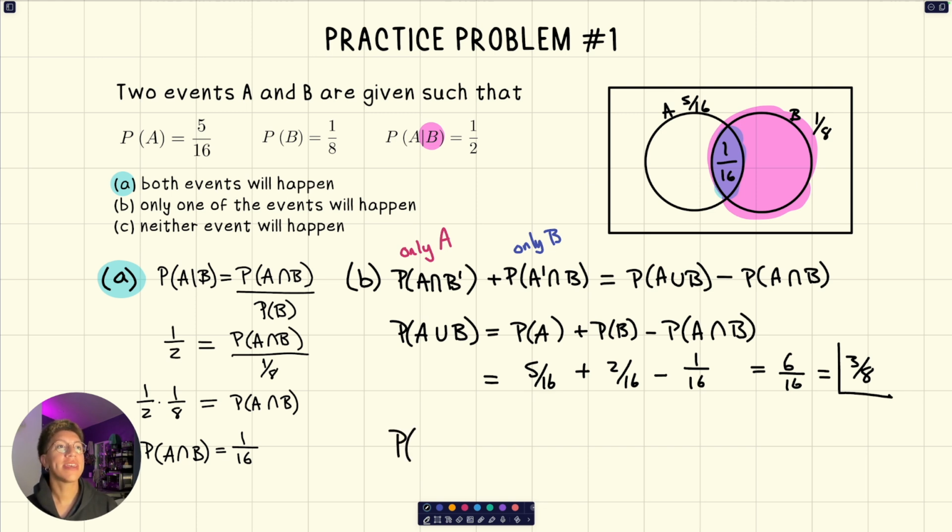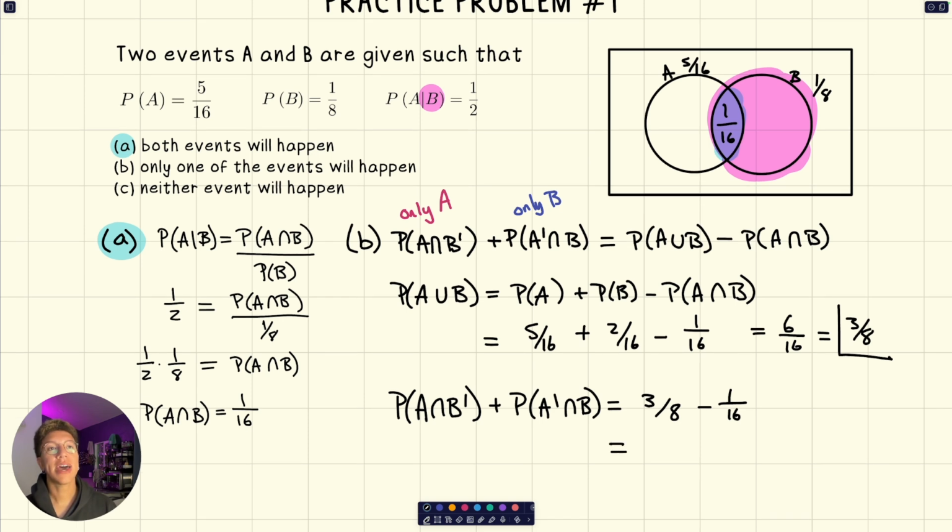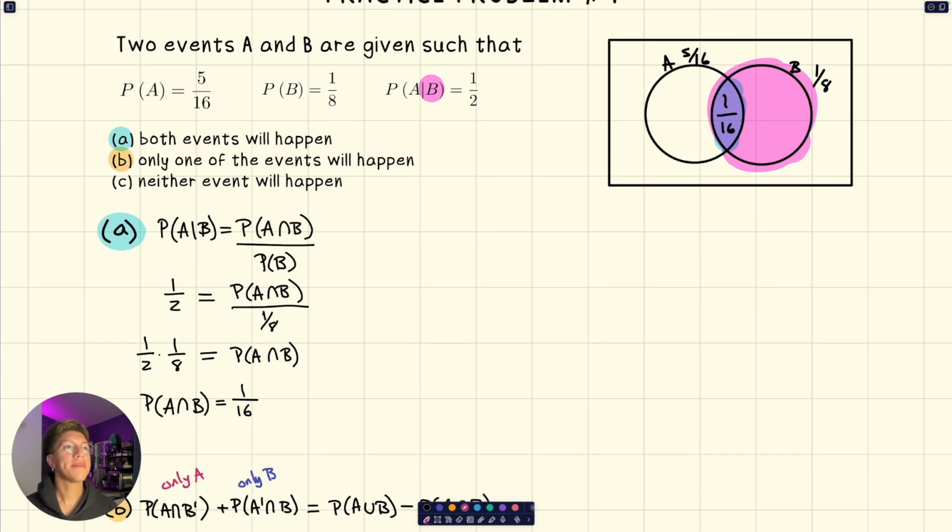So we're saying the probability, again, of only A and then only B is equal to the probability of A union B, which we now know is 3/8. And we subtract away the intersection, which is 1/16. And so if we get a common denominator for that, we multiply the top and bottom by 2, we get 6/16 minus 1/16, and that gives us 5/16, like that. And that's our part B. Cleaning that up a little bit.